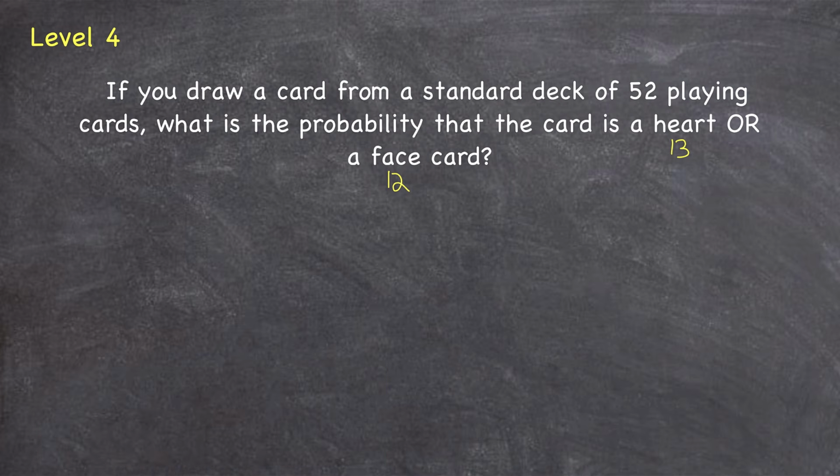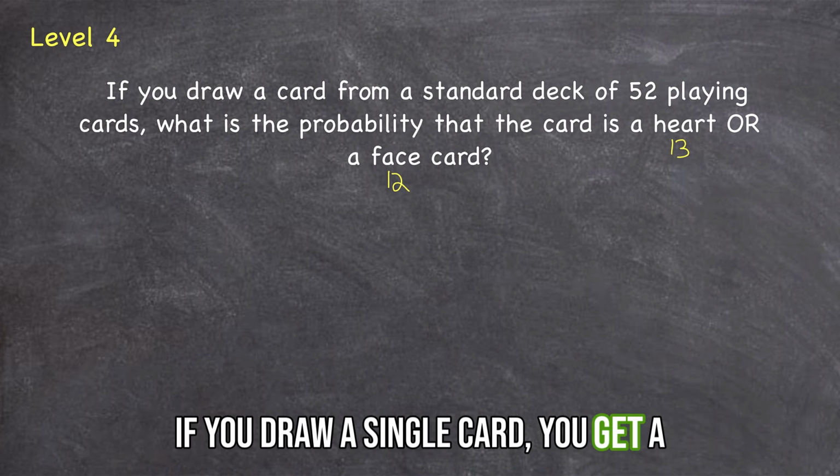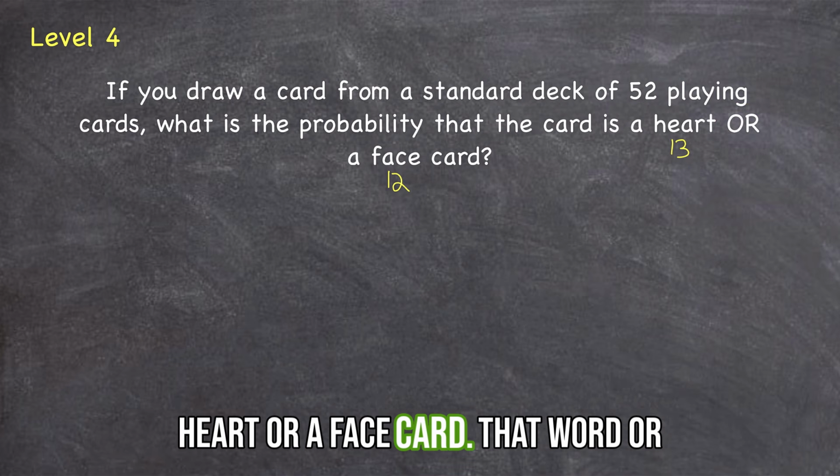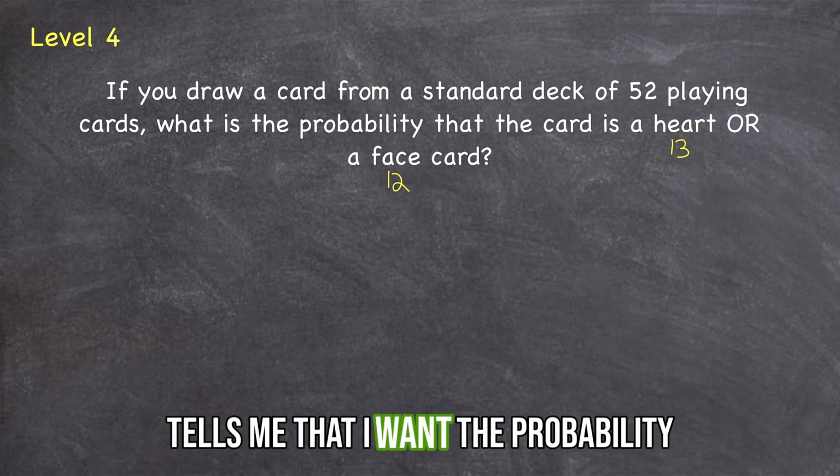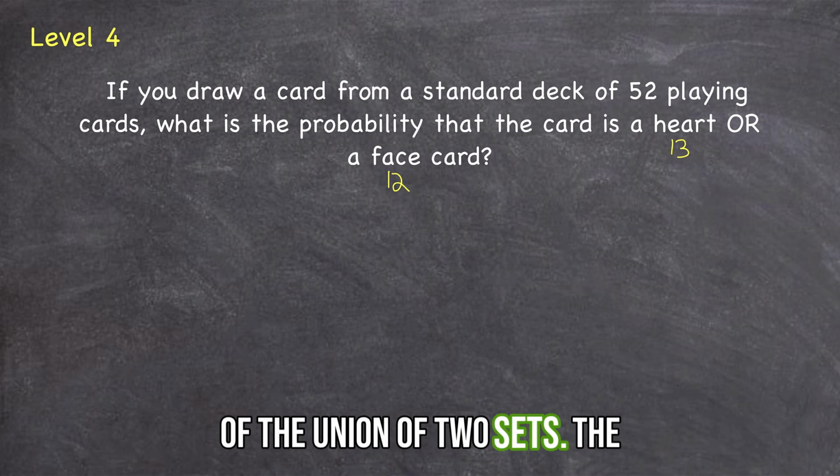What we want is the probability that if you draw a single card, you get a heart or a face card. That word "or" tells me that I want the probability of the union of 2 sets.